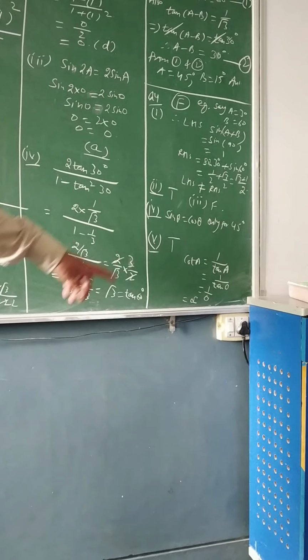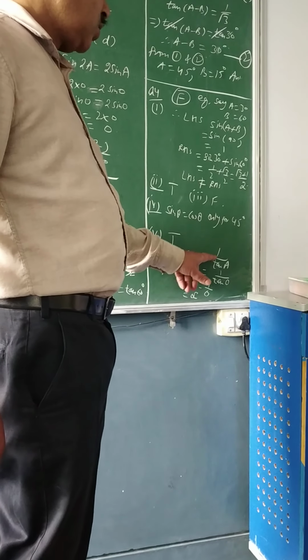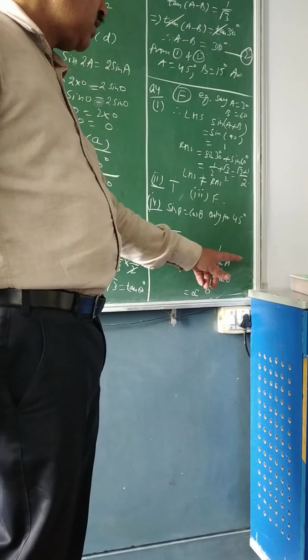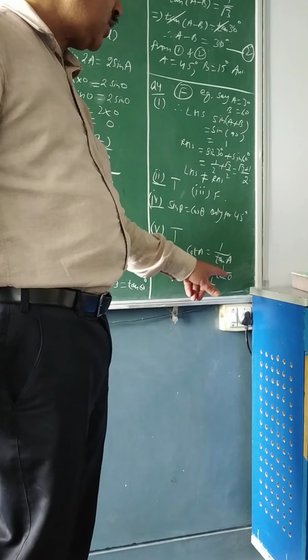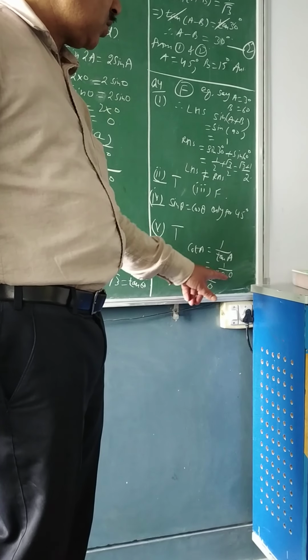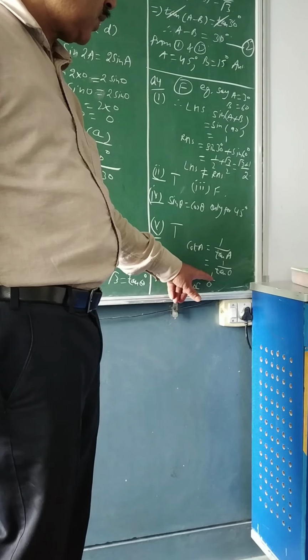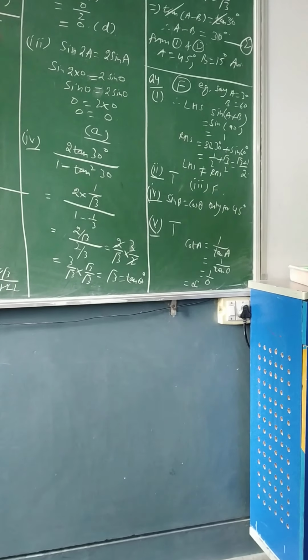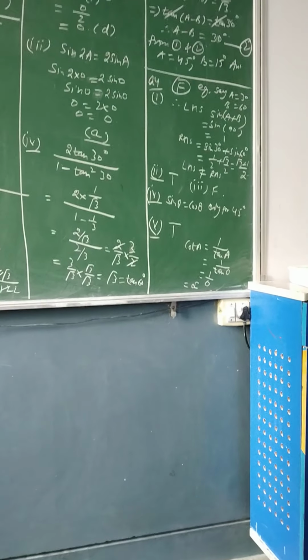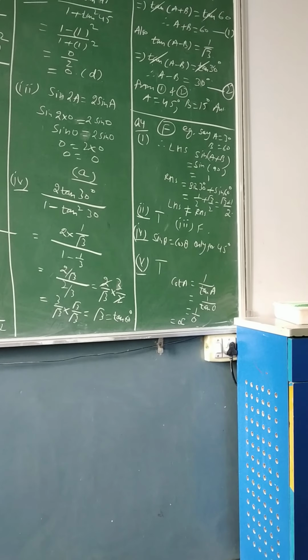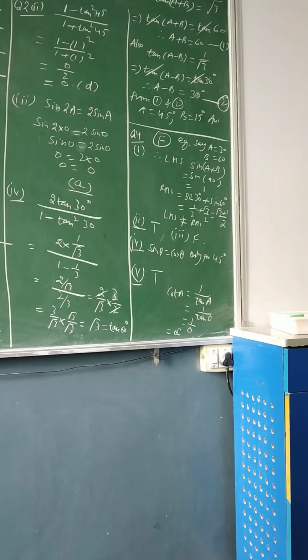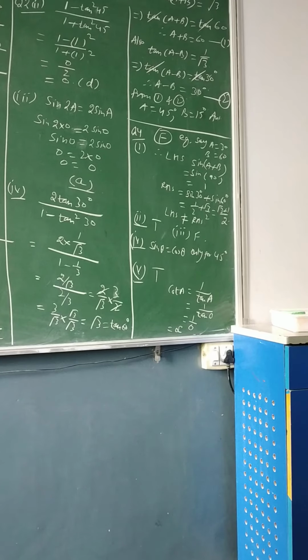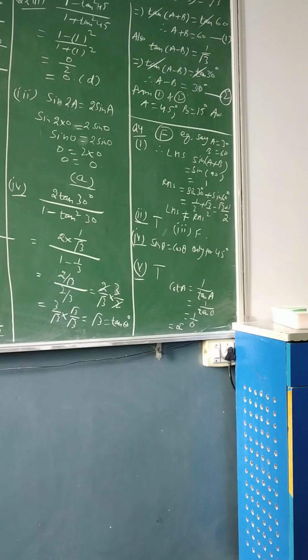Then the fifth part was cot A is not defined for A equal to 0. This is true because cot A I know is equal to 1 upon tangent A, and A is given equal to 0, 1 upon tangent 0, and tangent 0 is equal to what? 0. So it becomes 1 upon 0, hence it is undefined. So please write the reasons in support of your answer while explaining true and false in such questions. So that is the end of your exercise 8.2.